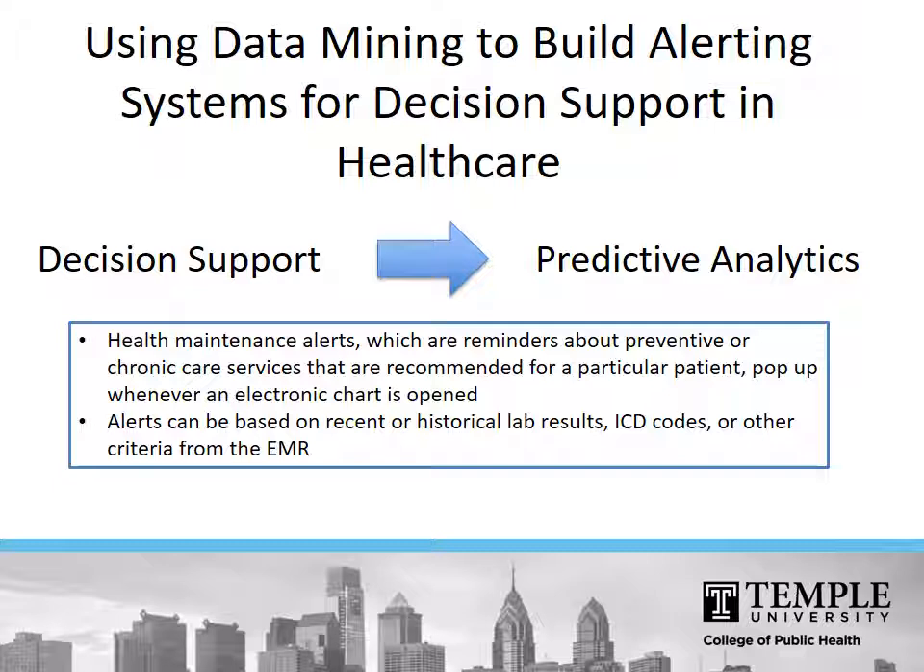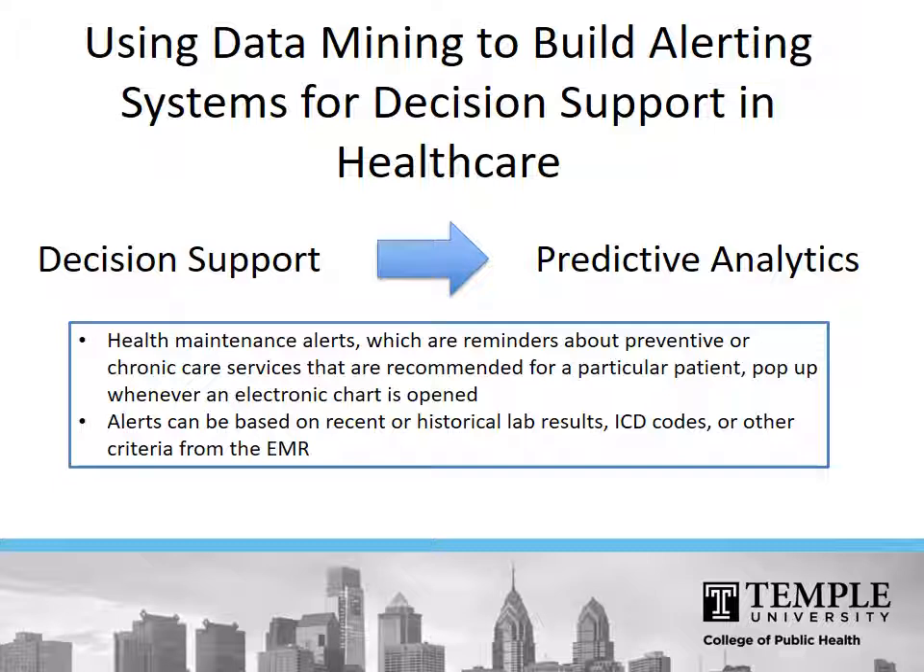So let's move on to using data mining to build alerting systems for decision support in healthcare. Going back many years, we really started with what we call decision support in a healthcare system. And what we're really moving to now and in the future are predictive or even prescriptive analytics, because decision support was more about what has happened. And now we really want to move into an area where we could have alerts that come from data in the EMR and other sources to be able to predict and even stop something bad from happening.